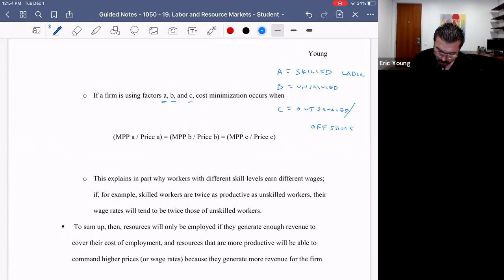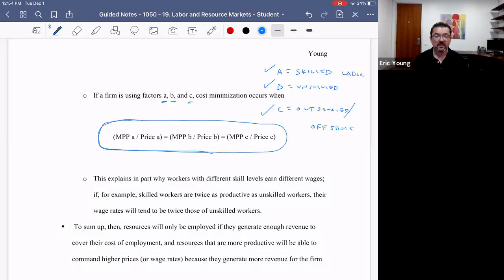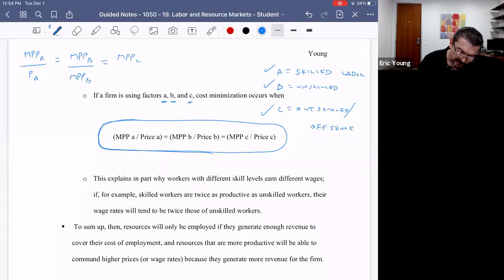So in this simple thing, we just made up factors A, B, and C, where A is skilled labor, B is unskilled labor, and C is outsourced or offshore foreign labor. The same rule applies. The business owner would deploy those resources in such a way that the bang for the buck for each one is equal. In this case, you would do it until the marginal physical product of A divided by the price of A equals the marginal physical product of B divided by the price of B equals the marginal physical product of C divided by the price of C.